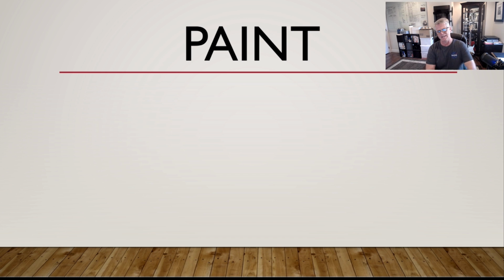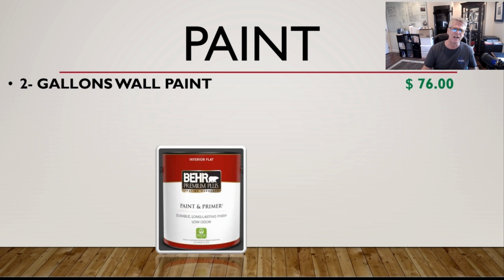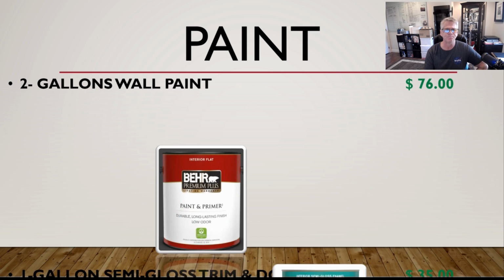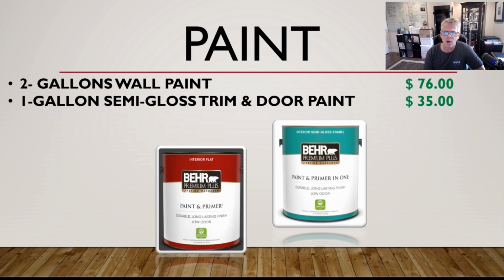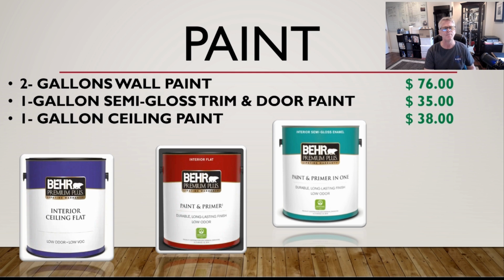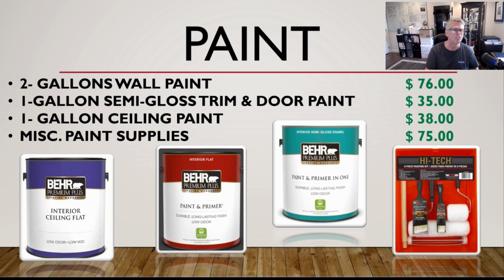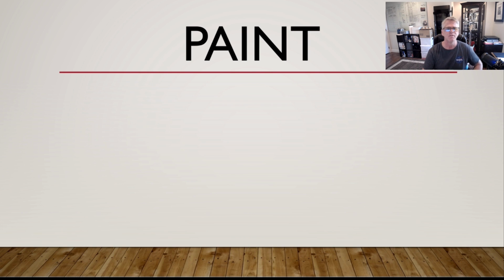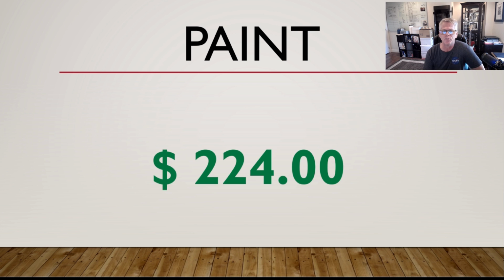Now for the paint. We've got 2 gallons of wall paint, $76. We've got 1 gallon of semi-gloss trim and door paint, $35. A gallon of ceiling paint, $38 for that. And you'll need some miscellaneous paint supplies, which will be your brushes, your rollers, your cut-in pads, tape, painter's tape, frog tape, whatever you're into. Add that up. You're going to be somewhere around $75 if you don't have anything and you're going out to buy all fresh painting supplies. For a grand total for the paint supplies, $224.